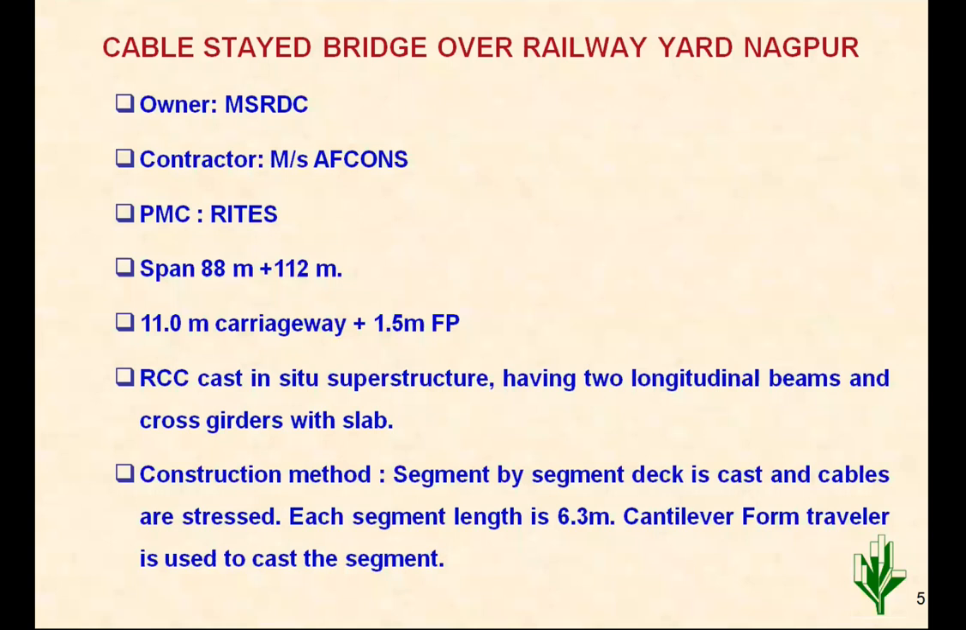The standard carriageway is 11 meter with a 1.5 meter footpath. The superstructure was a cast in situ RCC superstructure with two longitudinal beams and cross girders in a grillage type of arrangement. Segment by segment, cast in situ construction was adopted. Each segment length was about 6.3 meter, and a cantilever form traveler was specially designed for that project.